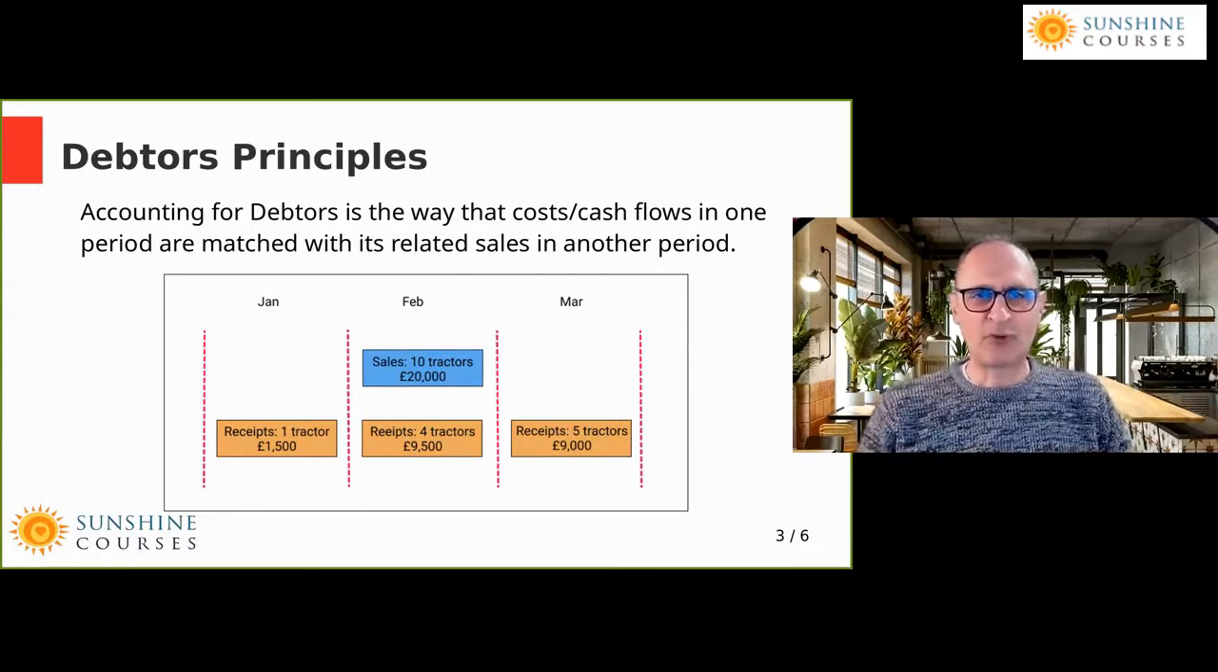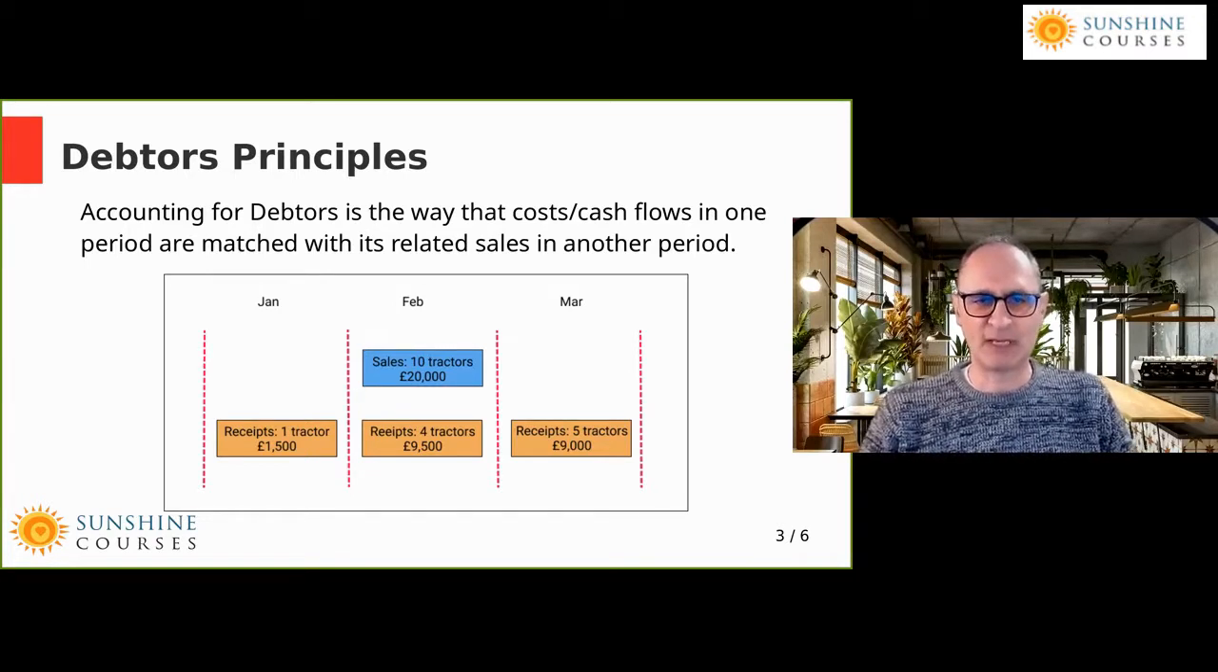So the basic principle of debtors is the same that we've been talking about with most of our balance sheet items. It's to do with matching. Debtors matches the cash flows with the related sales, where the cash flows and the sales occur in different periods.